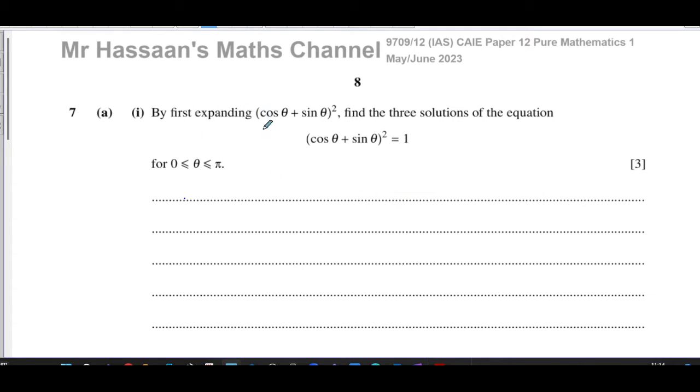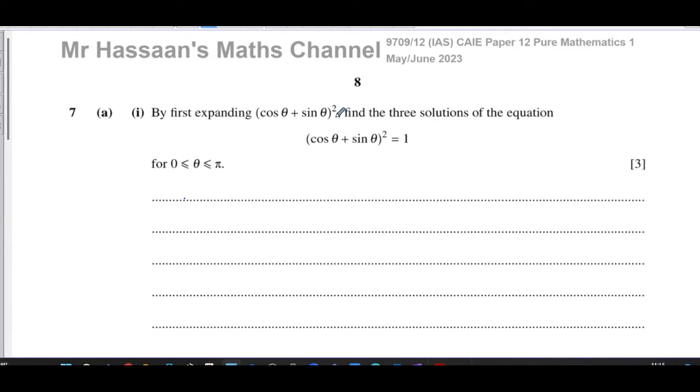It says, by first expanding (cos θ + sin θ)², find the three solutions of the equation (cos θ + sin θ)² = 1. So they're asking us to solve this by first expanding this expression.